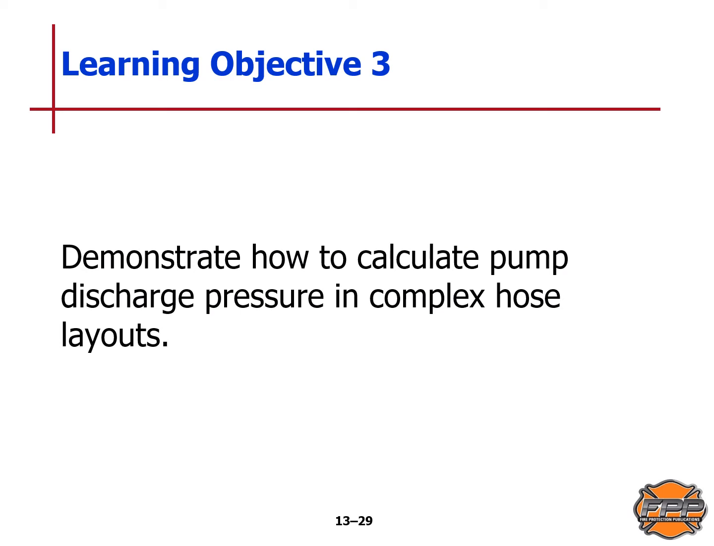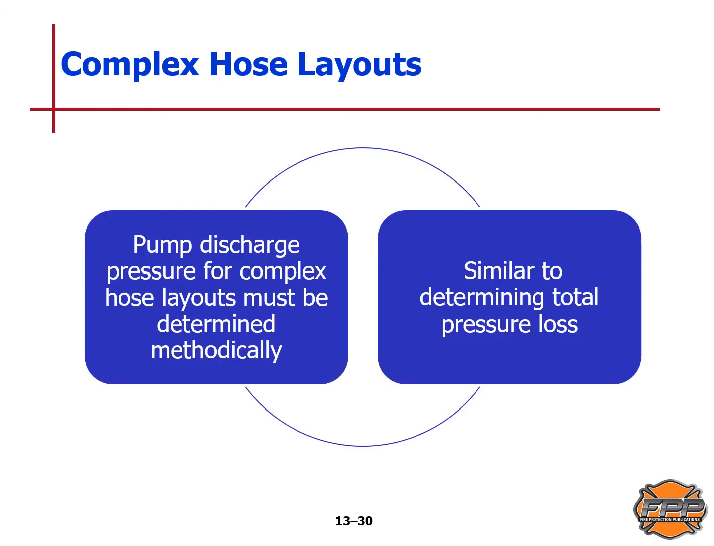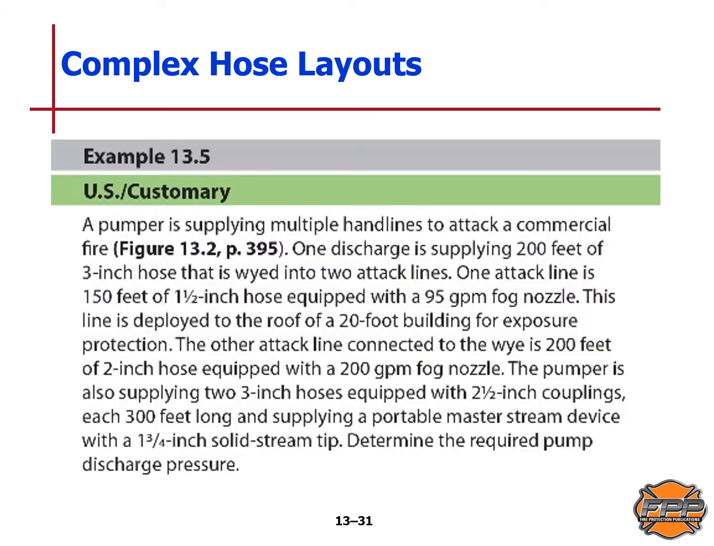In Learning Objective 3, we're going to demonstrate how to calculate pump discharge pressure in a complex hose layout. Pump discharge pressure for complex hose layouts must be determined methodically. It's similar to determining total pressure loss. Here's one example. A pumper is supplying multiple hand lines to attack a commercial fire. This is in figure 13.2 on page 395 of your text.